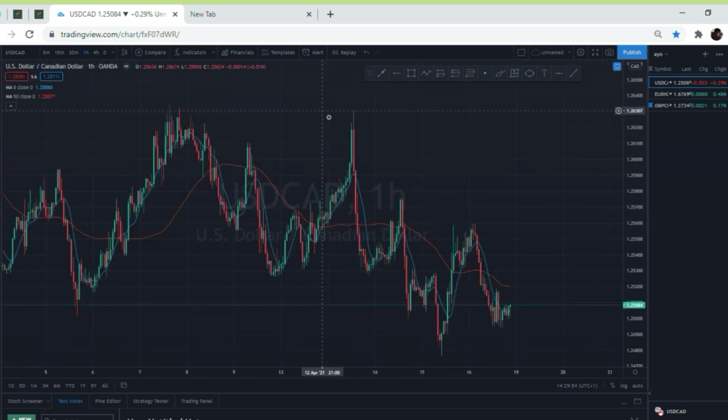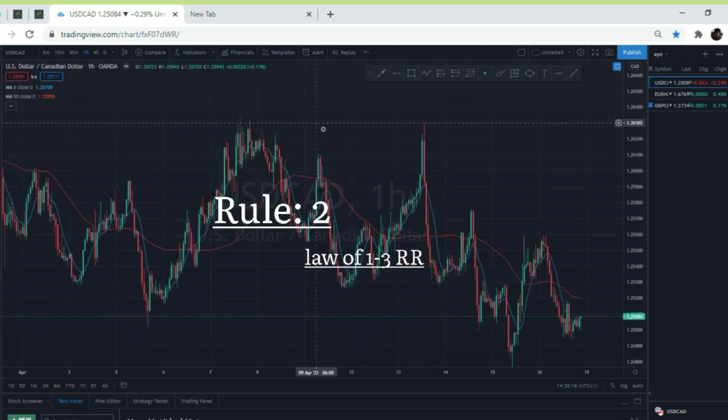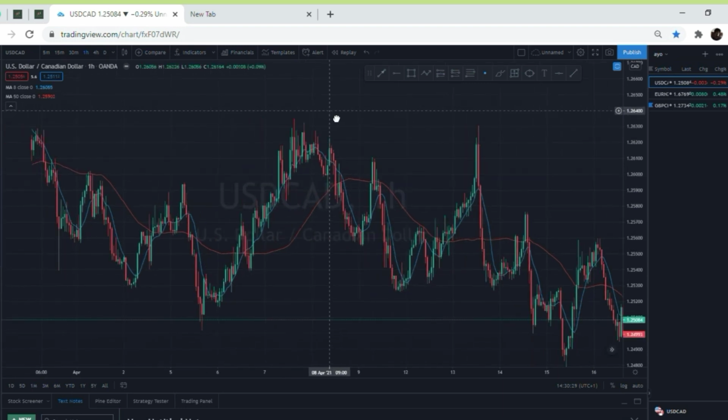You have to make sure the trade is 1 to 3, minimum 1 to 3, risking 1% to get 3%. If you're in profit by 2%, you have to move your stop loss to break even. So if the price comes back down, you break even, and if the price doesn't, definitely the price will hit your take profit.